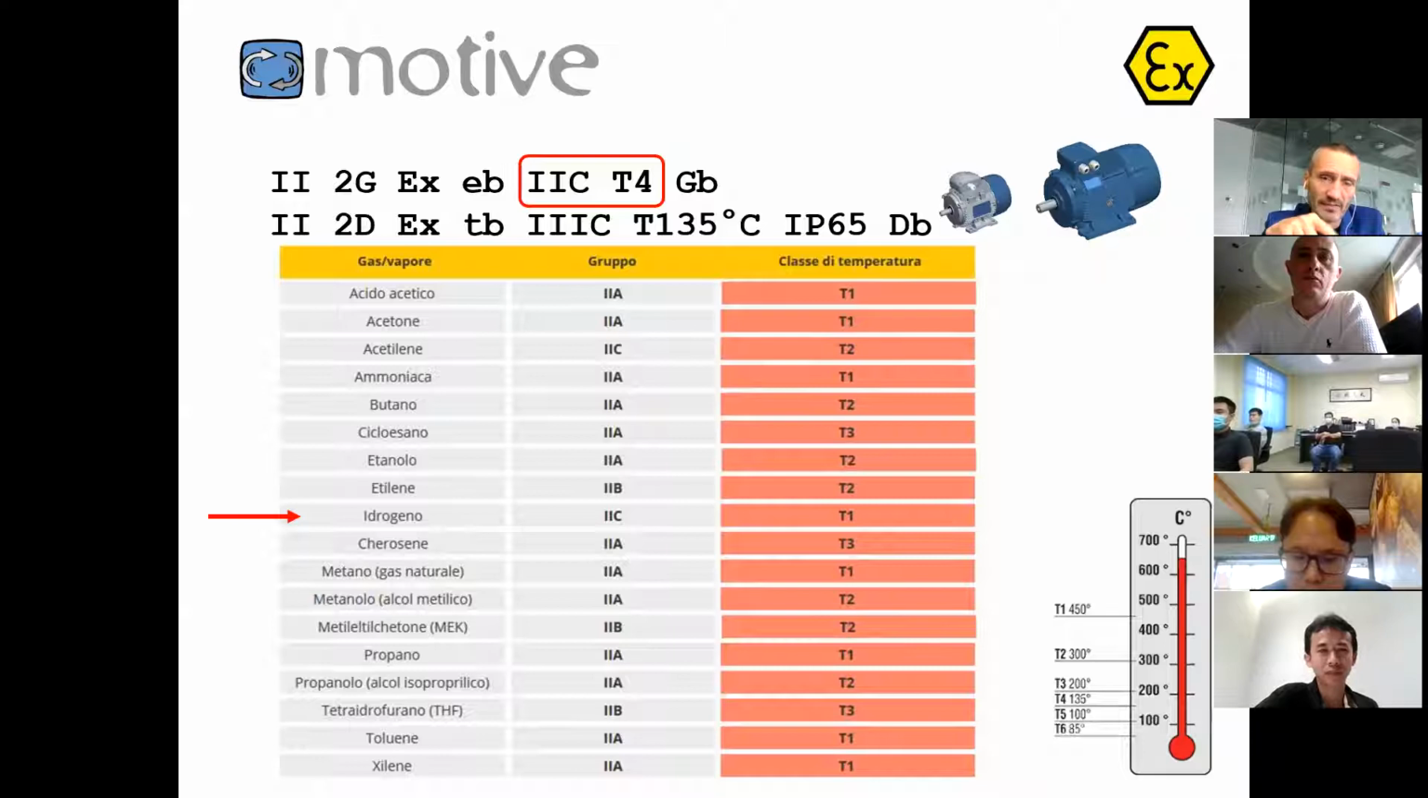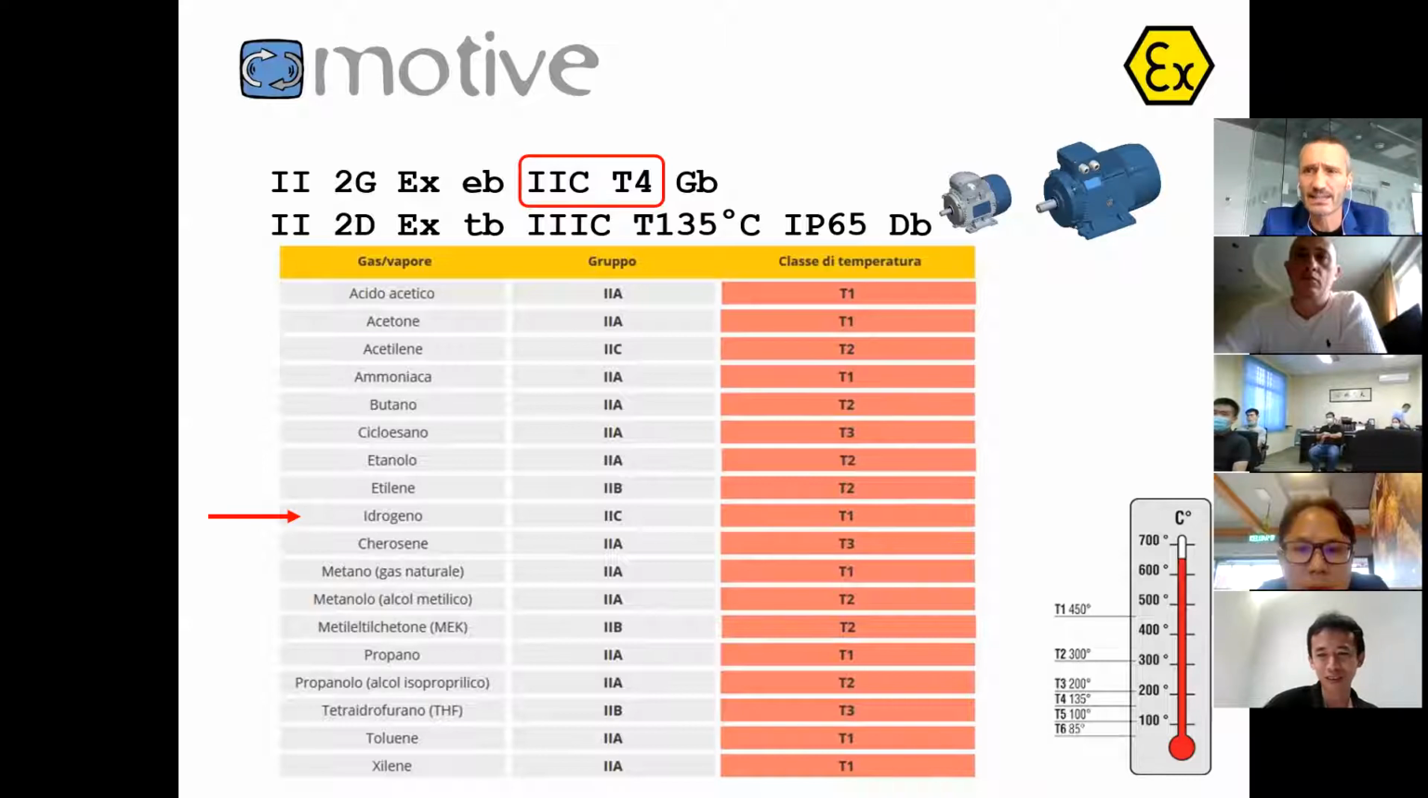When talking about dust, they didn't classify T1, T2, T4, but they classified by the numbers. But by the way, as you can see here in the corner of the slide, T4 means 135 degrees too. Simply we are writing the same thing in two ways. It means that our motor is certified and nameplated for declaring that it will never heat internally and externally more than 135 degrees.